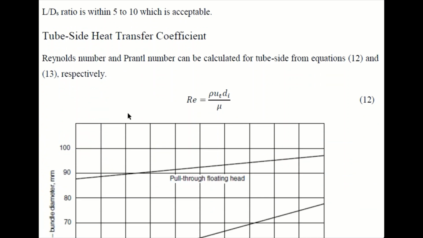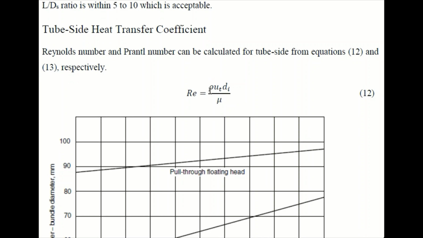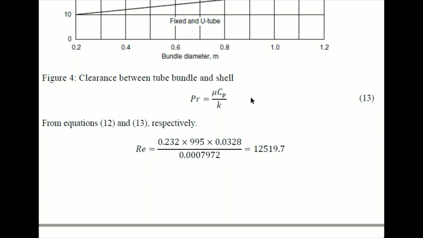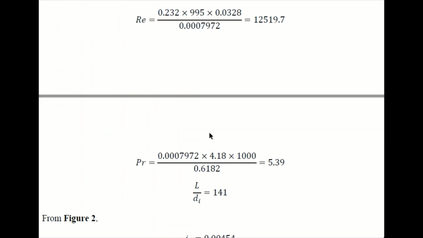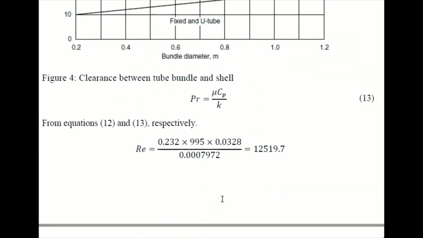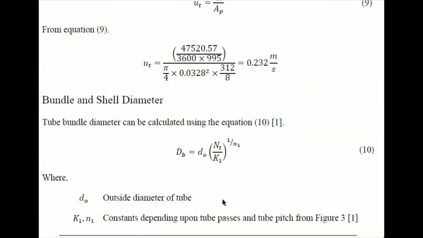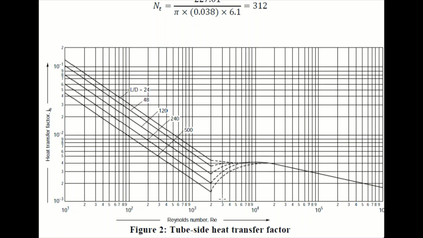Then we need to calculate the tube side heat transfer coefficient, which depends upon the Reynolds number and Prandtl number. So we can calculate these Reynolds number and Prandtl number using the relations, and then we need this L by D ratio. So it is 141. So now we need to go to this figure to calculate the JH factor. So here we have Reynolds number. Based on the Reynolds number and L by D ratio, we can easily calculate this heat transfer factor.